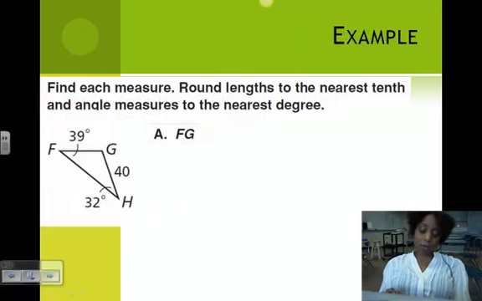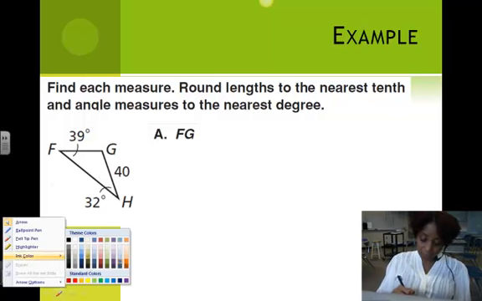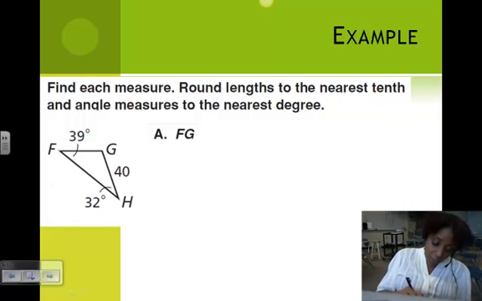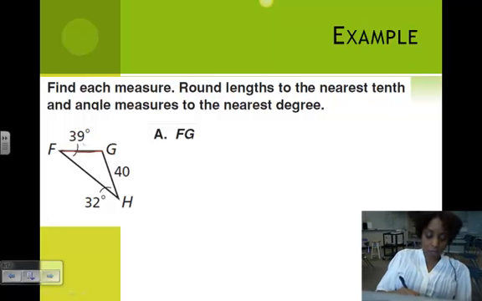All right, so we have a triangle here, and we need to find the measure of side FG. So FG is this side right here. If we're finding FG, notice we have an angle-angle-side scenario here. I'm going to call this side actually H because it's across from little h, and that's the one we're looking for.